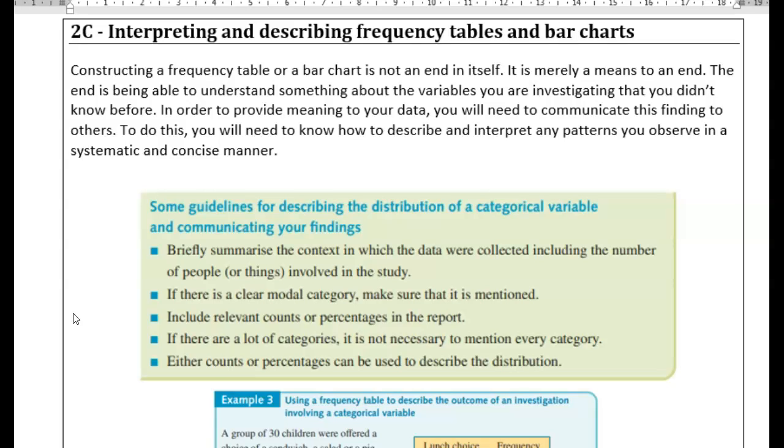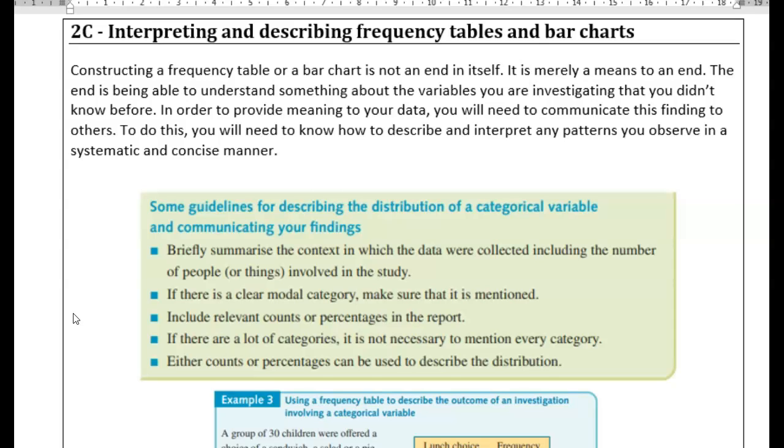Hello. Okay, so 2C is an extension of what we just did in 2B, but now we're interpreting and describing frequency tables and bar charts. So I guess there's one step that is creating a frequency table or creating a bar chart, but you also need to be able to interpret it. So it's not just a matter of drawing something, but you need to know what it's actually telling you. And that's what 2C is all about.